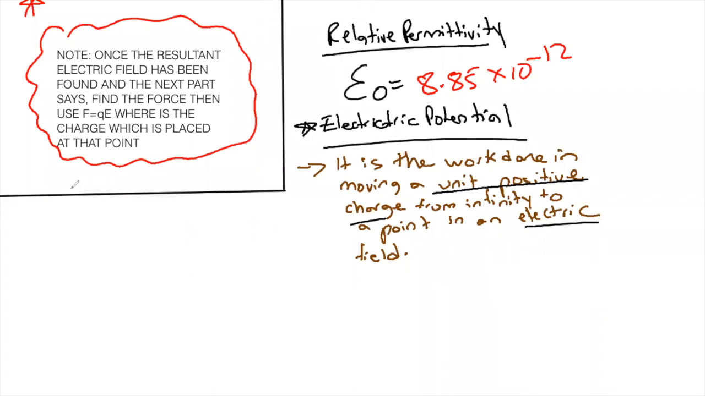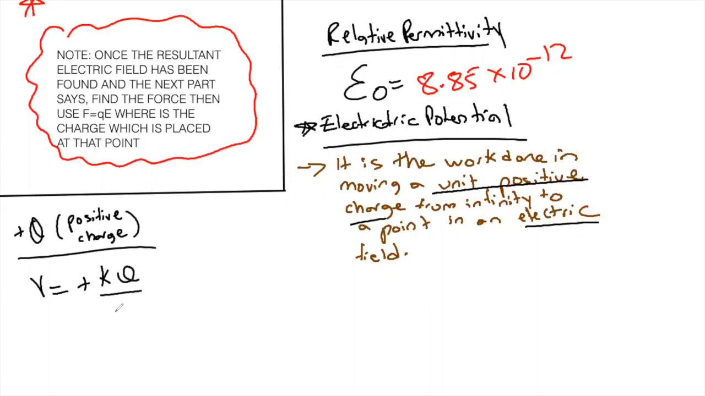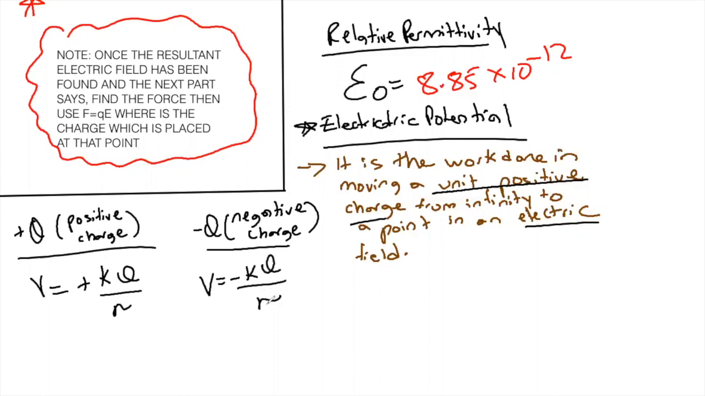Okay, now the formulas. If we are talking about a positive charge, then V is going to be equal to kq divided by r. But if this is a negative charge, V is going to be equal to minus kq divided by r. And that's pretty much it.